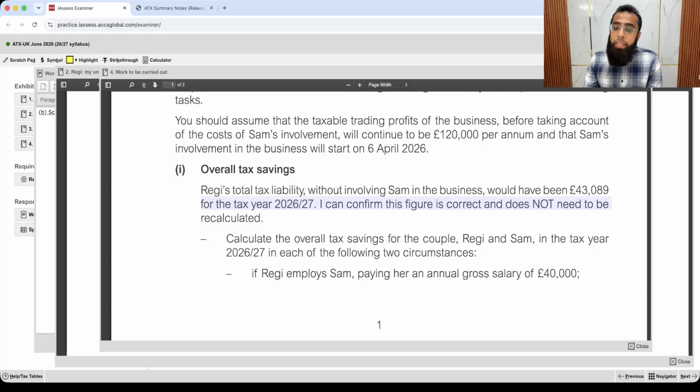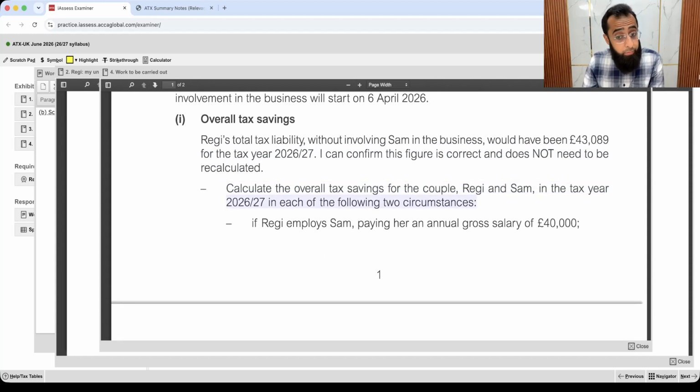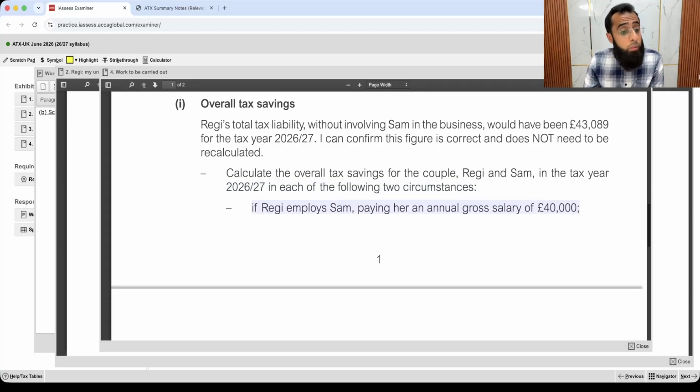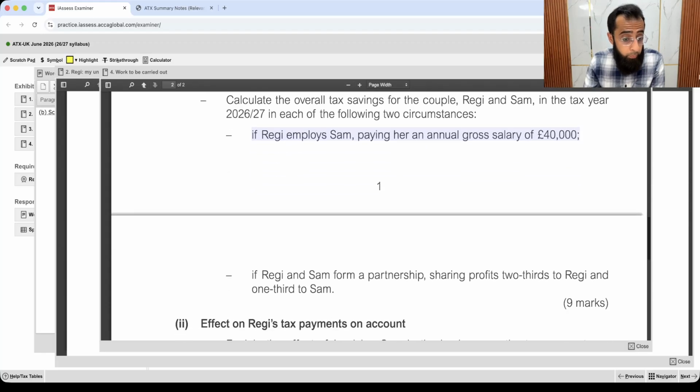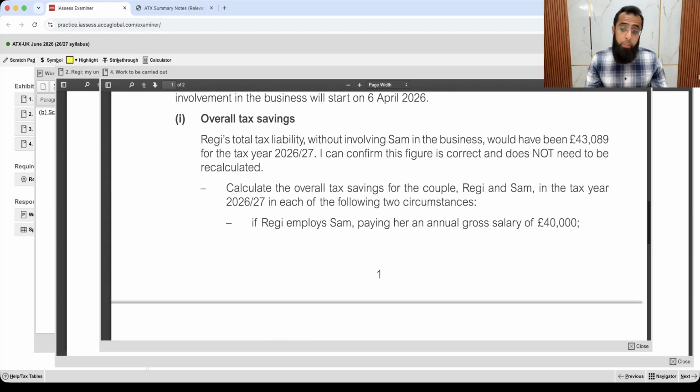Calculate the overall tax saving for the couple, Regi and Sam, in the tax year 26-27 in each of the following two circumstances. If Regi employs Sam, paying her an annual gross salary of £40,000. Or if Regi and Sam become partners sharing profits 2/3 to Regi and 1/3 to Sam. How many marks? It's a 9 marks requirement.